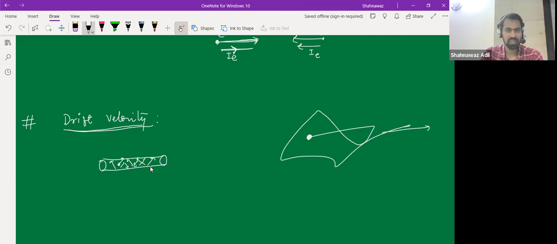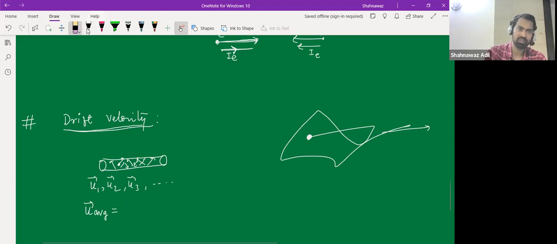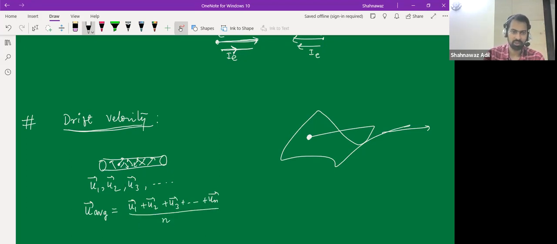And let's say that they have velocities U1, U2, U3. If I take the average of these velocities, what will happen? This will sum up to zero, because these will all cancel out each other. So the average velocity would be zero. This is U1 plus U2 up to Un, divided by the total number of electrons. This would be zero because these are canceling out each other. This is without the presence of an electric field.